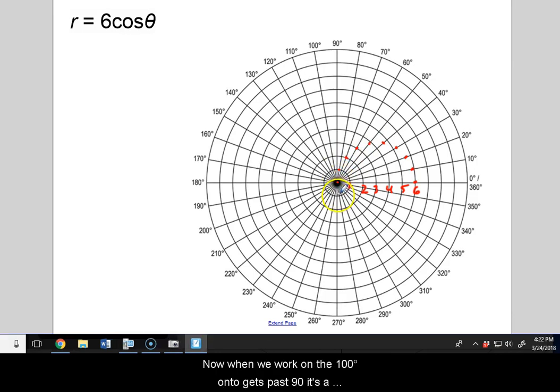Now, when we work on the 100 degrees, once it gets past 90, it's a little tricky. So 100 degrees has a negative radius of -1, basically. So instead of going to 100, you're actually going to come out the other side to 280 and be at -1. So you've got to really be careful here because the grid paper is a little small.